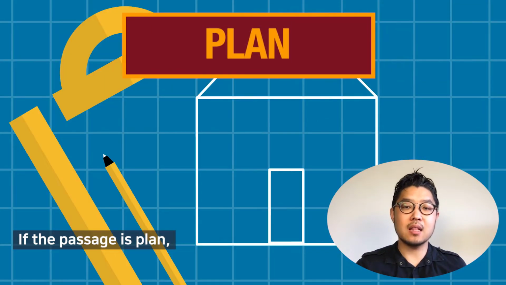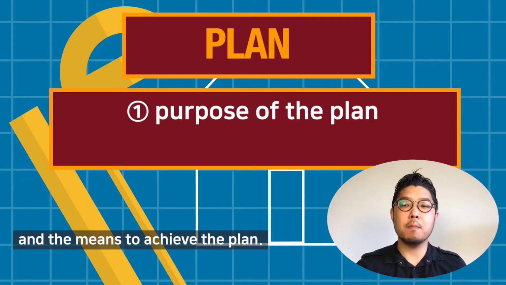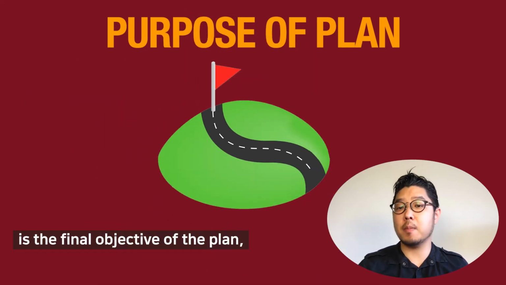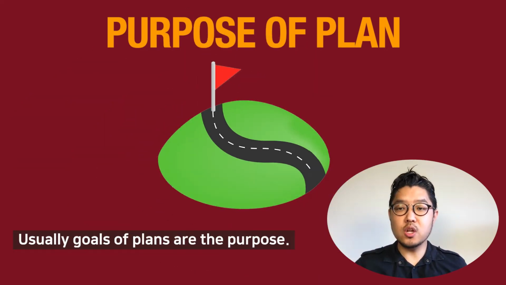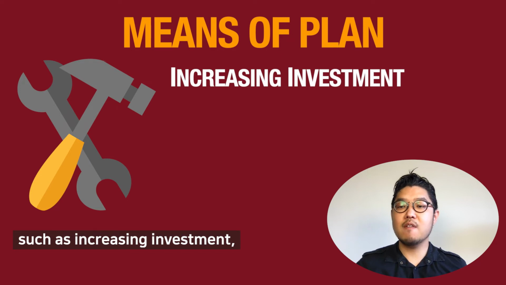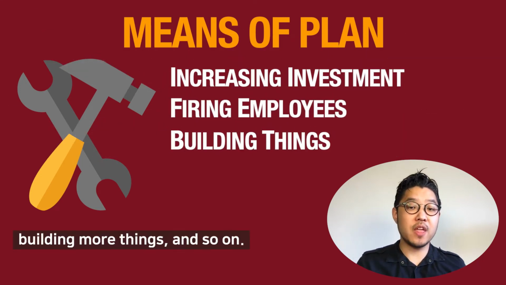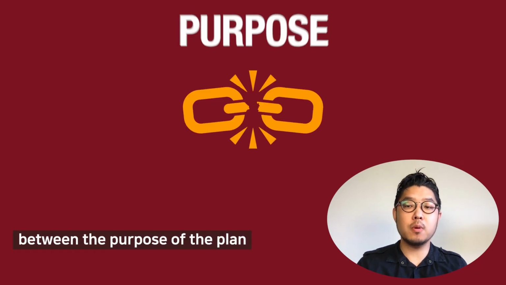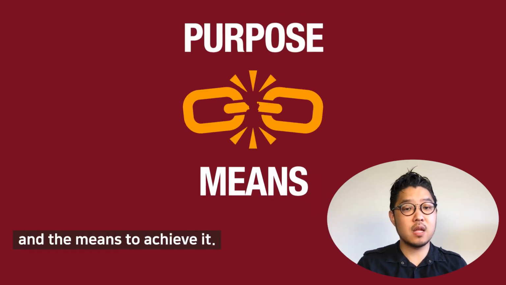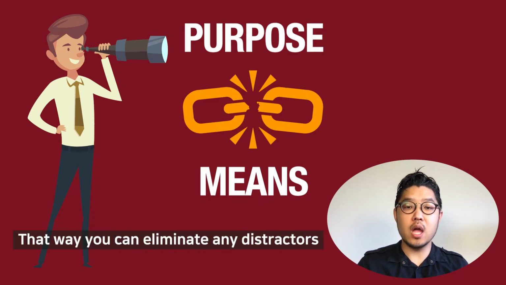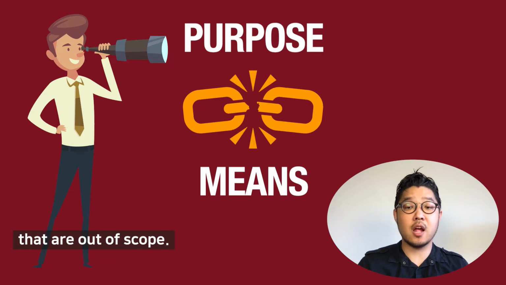If the passage is a plan, look for the purpose of the plan and the means to achieve the plan. The purpose of the plan is the final objective of the plan, achieving something. Usually, goals of a plan are the purpose. The means is a method to carry out the plan, such as increasing investment, firing employees, building more things, and so on. Similar to argument, look for the missing link between the purpose of the plan and the means to achieve it. Anticipate your own answer before looking at each answer choice. That way, you can eliminate any detractors that are out of scope.